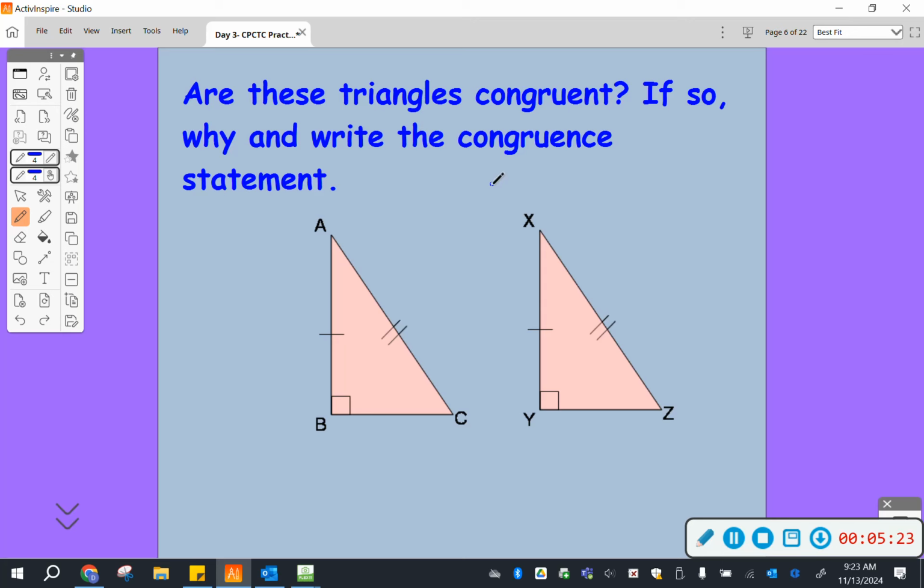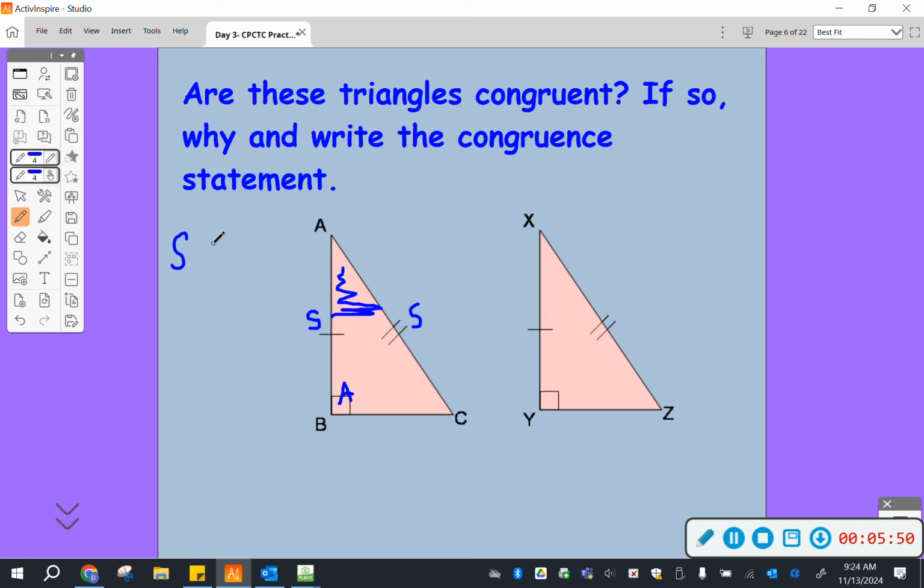Thank you. You are going to be deciding, are these congruent? And then you're going to write a congruent statement. So for instance, this one right here. What do I have here? What's this? A side. What's this? A side. What's this? And an angle. All right. Is my angle between my two sides?